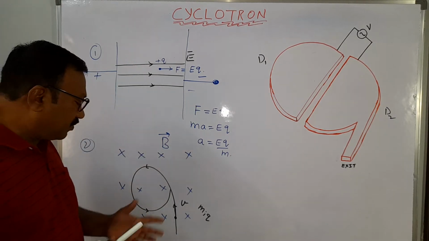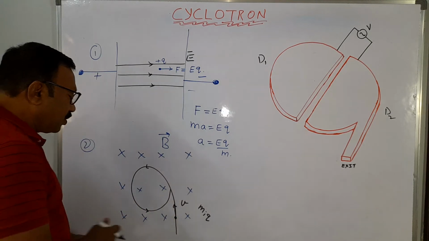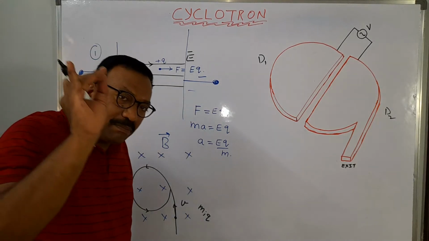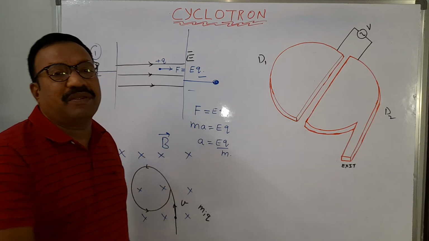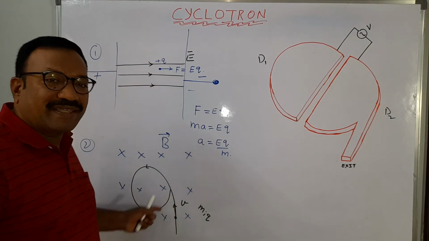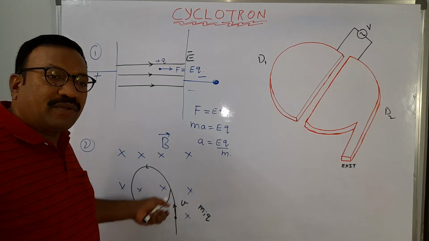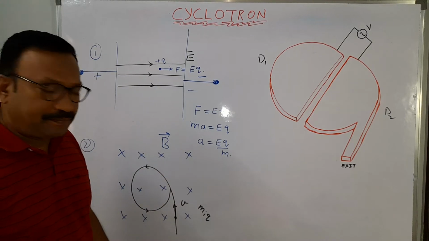It will turn towards the left according to Fleming's left hand rule. So when it is making a circular motion, what is the conclusion? When a charged particle enters perpendicular to the magnetic field, the magnetic field makes the particle move in a circular motion, or the magnetic field will trap the particle and make it revolve in the magnetic field.